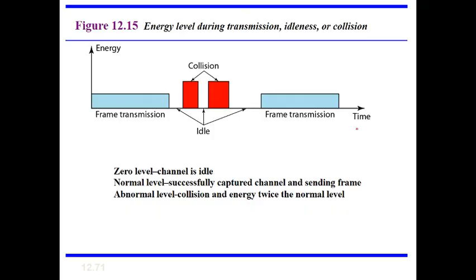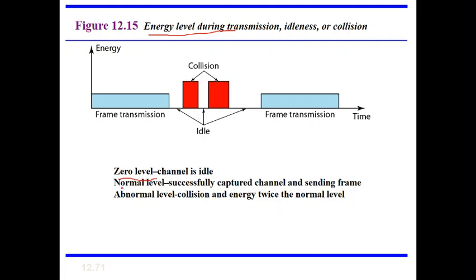Now, how will the device identify whether the medium is idle, or whether there is a collision in the medium, or whether there is any data from another device? That is based upon the energy level in the transmission medium. If the energy level is 0, then it is decided that the medium is idle. If there is no signal, then obviously the energy level of the signal in the medium will be 0. So that is why it is the idle condition.